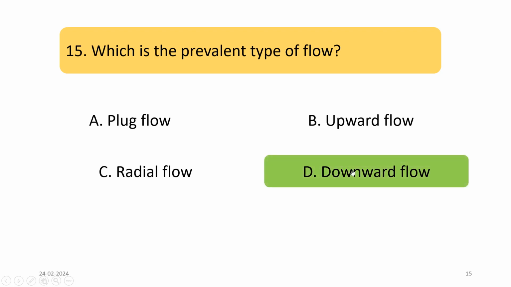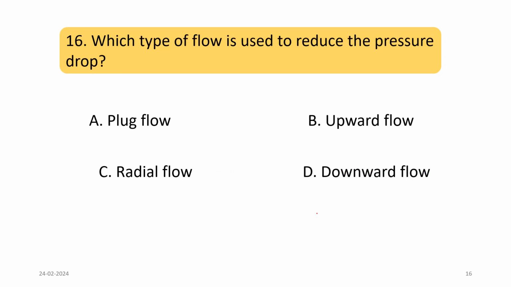So the prevalent type of flow is downward flow. That means it is very common actually, because suppose there is a fixed bed, and your feed is coming from here and product is getting collected from here. So that is why it is called downward flow. Okay. The next question is, which type of flow is used to reduce the pressure drop?